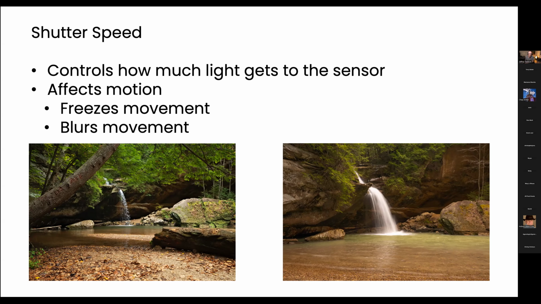Sometimes if you have a windy day and you've got some grasses or some leaves and they're getting blown by the wind, you typically would want to freeze that. So that would lead you to move towards a faster shutter speed in order to freeze that movement.